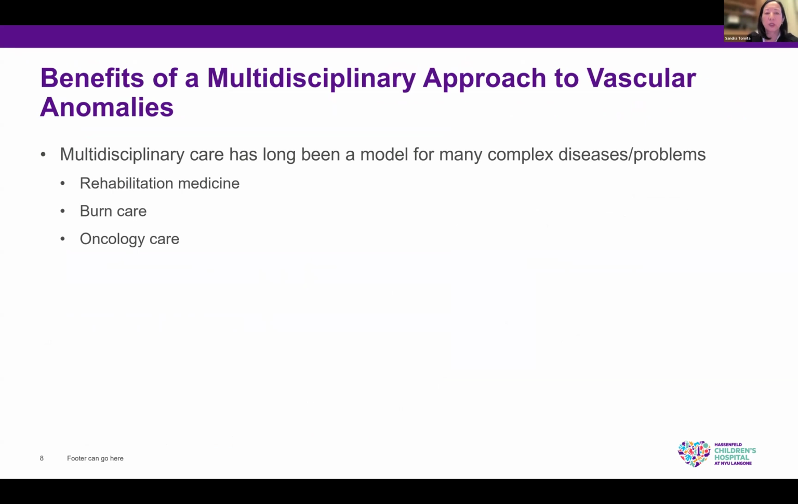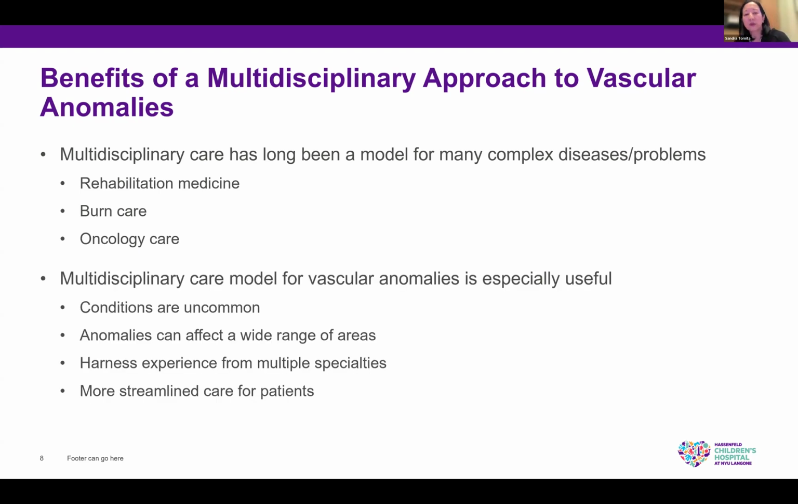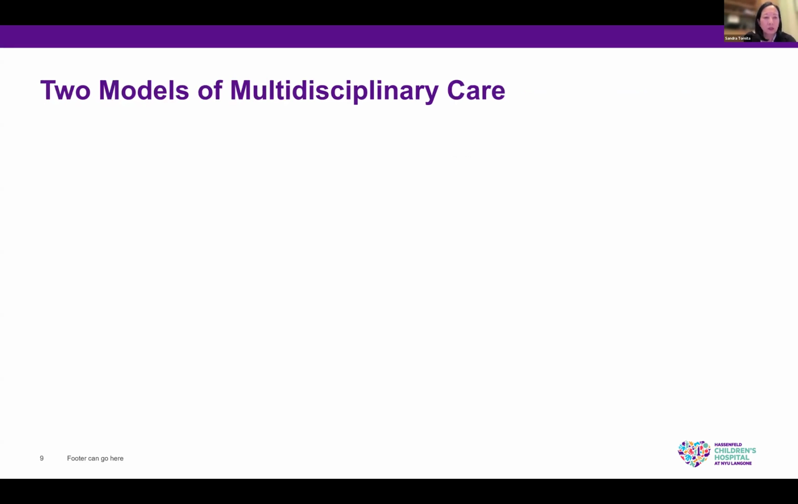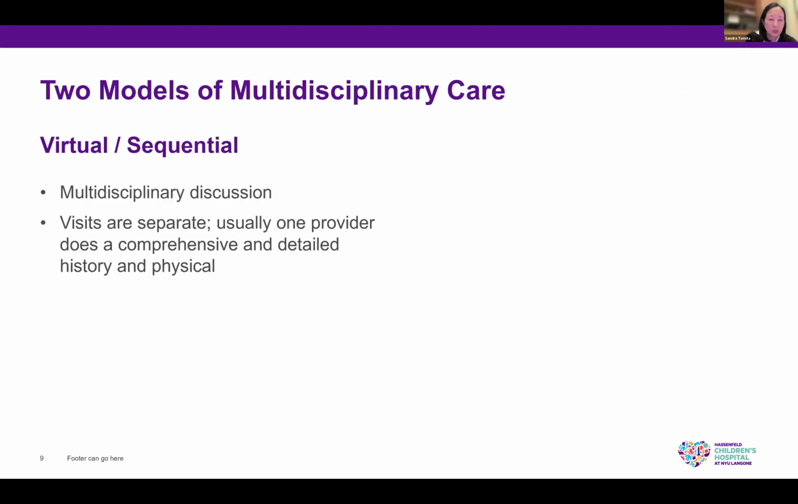So multidisciplinary care has long been a model for many complex diseases such as oncology care and burn care, and is especially suited for vascular anomalies, as many of these conditions are uncommon and they can affect a wide range of areas. The two traditional models for multidisciplinary care include the virtual model, in which the visits are separate.